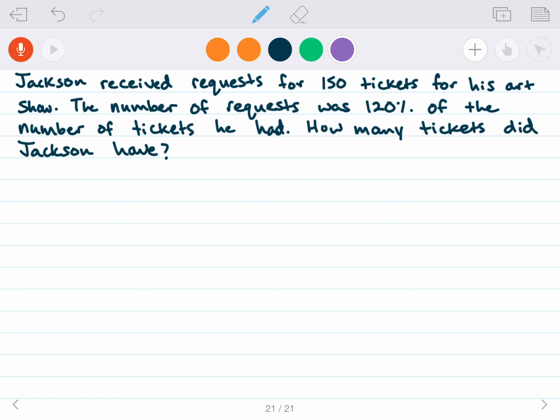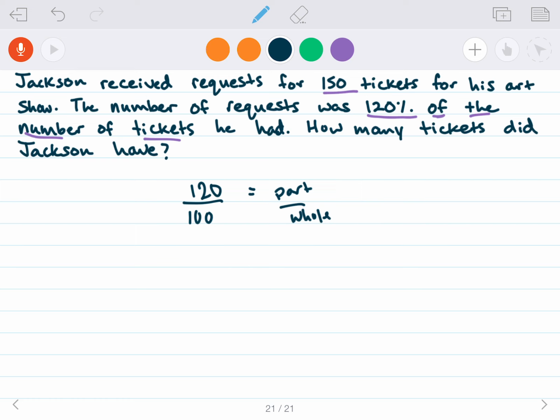Let's do one more. So Jackson received requests for 150 tickets for his art show. The number of requests was 120% of, here's that key word, of the number of tickets he had. How many tickets did he have? So we're looking for the thing after of, which is the whole, right? So we have, again, our same setup, percent out of 100 equals part out of whole. And our percent we can see is 120. That's 120% there. So I'll just replace the percent sign with 120.